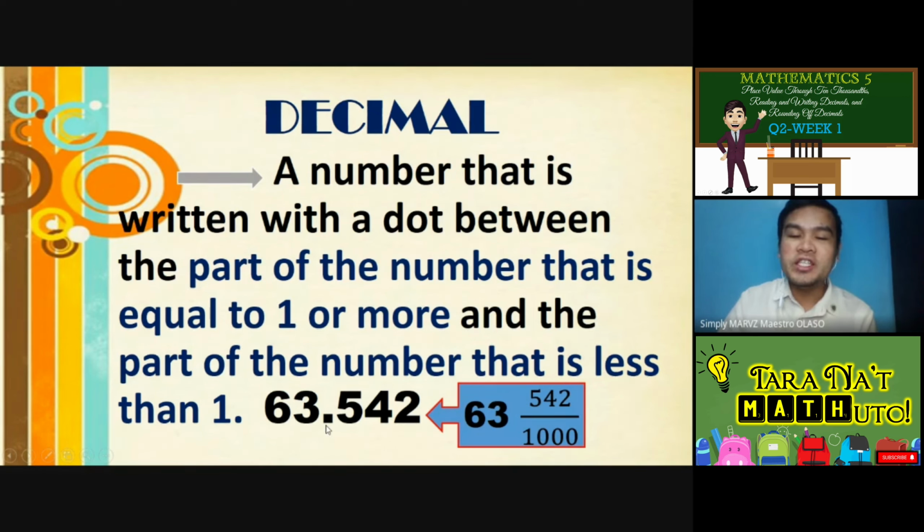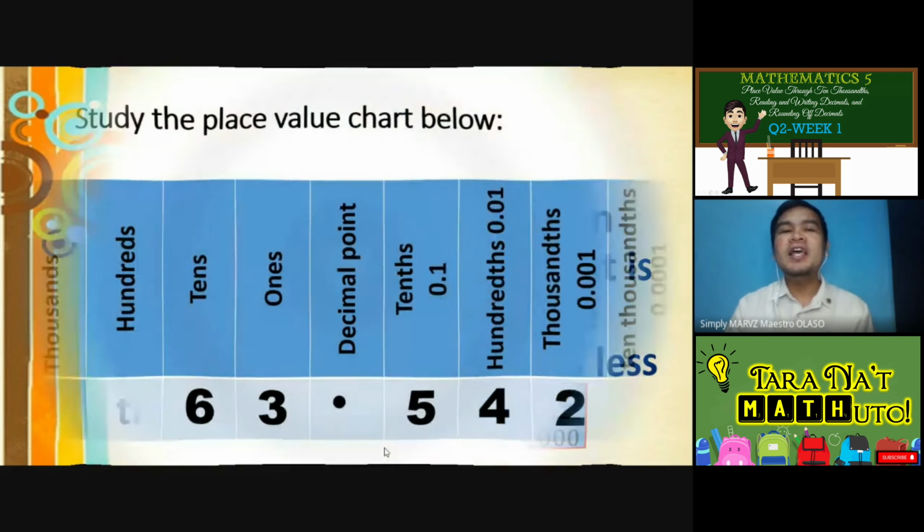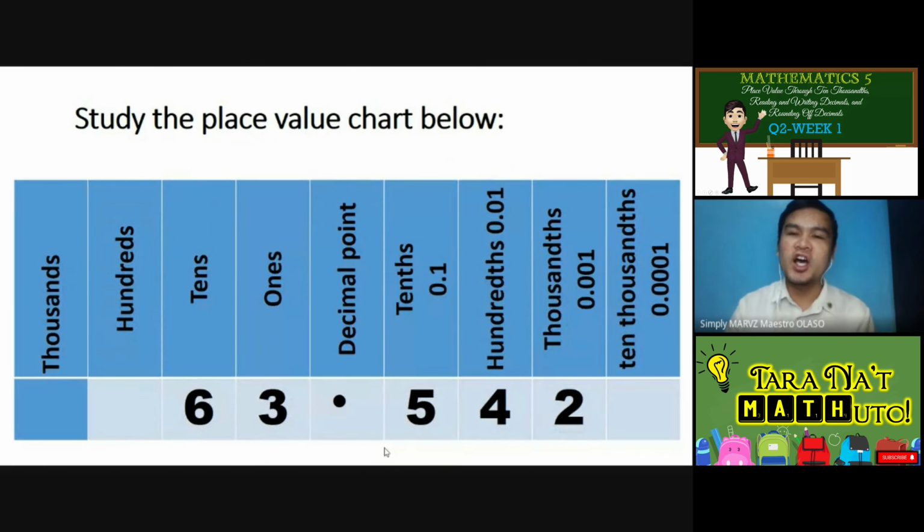63.542. The numbers or digits on the left are 6 and 3, or 63. This 63 represents the whole number, the numbers equal to 1 or more. While 542, the numbers on the right of the decimal point, represents the part of the number that is less than 1, or the decimal. So 63.542 is read as 63 and 542 thousandths. Did you get it? Let us discuss now the place value chart of the number.